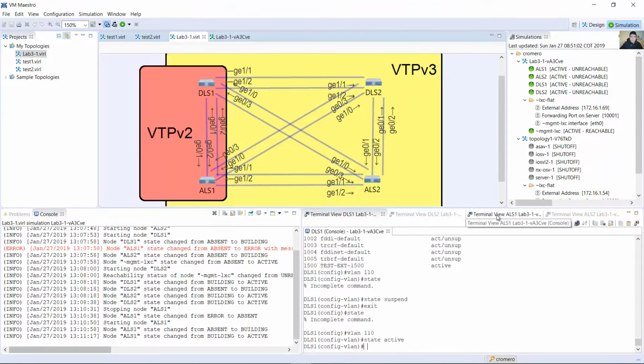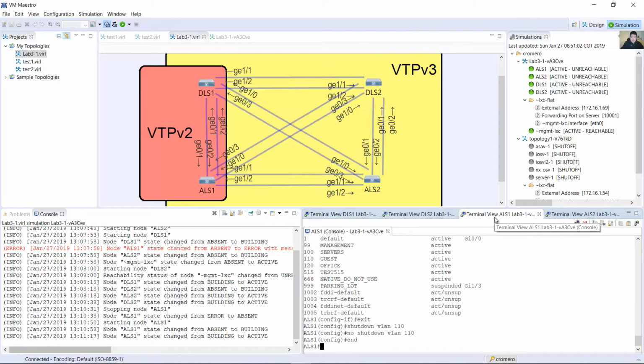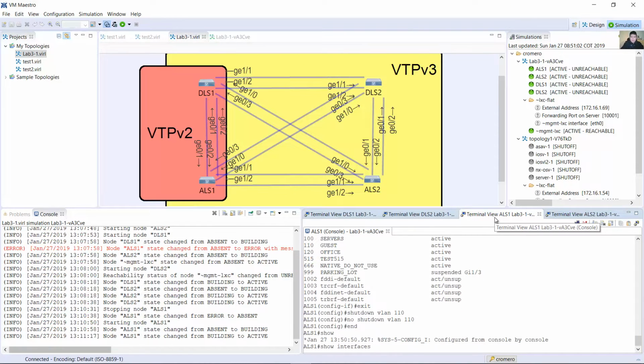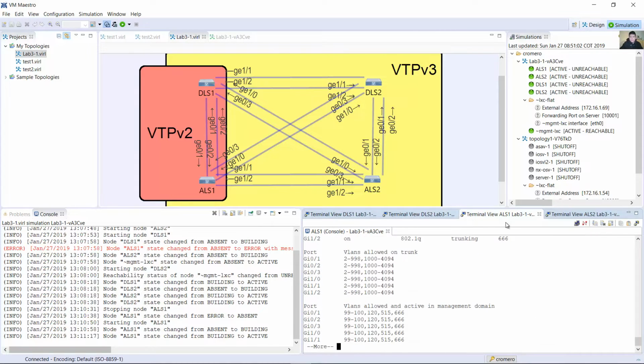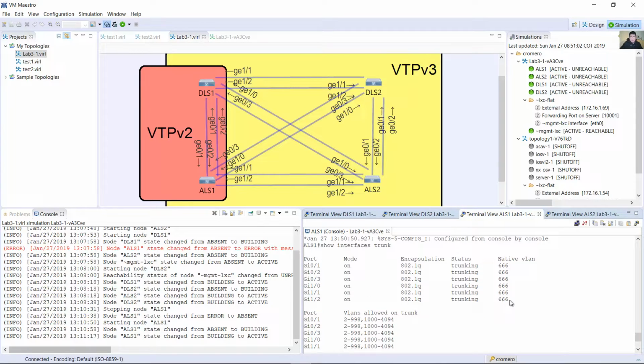Okay, on ALS1, show interfaces trunk. Okay, 1/1 and 1/2 are trunking, very good.